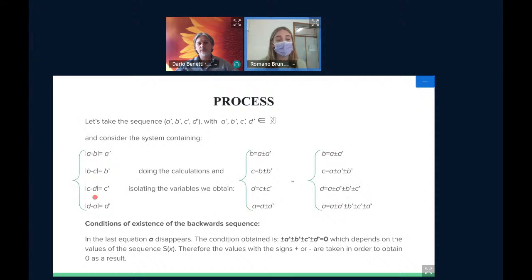We put all these points in a system and we solve it, isolating the variables. At the end, we obtain an equation that depends on A, which, as we can see, we can eliminate. So the condition that we obtain is plus or minus A', plus or minus B', plus or minus C', plus or minus D' equal to 0. And we have to find the combination that satisfies the equation.